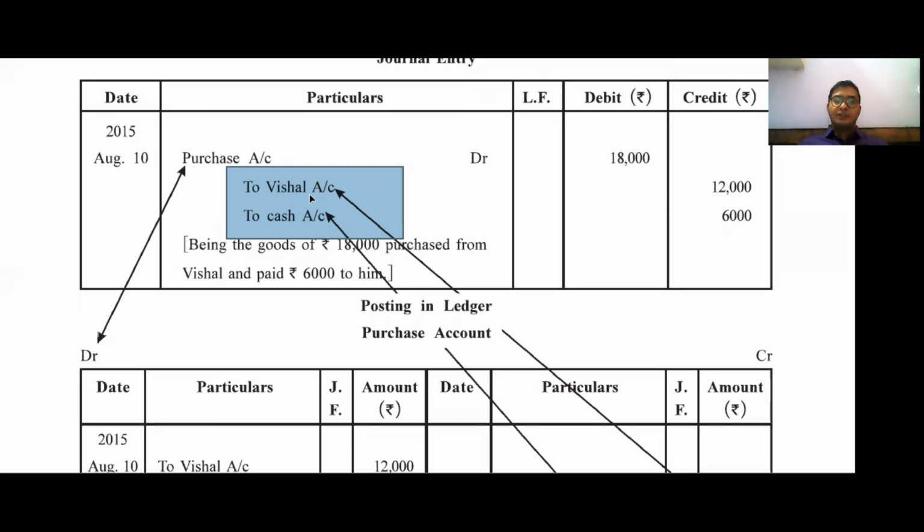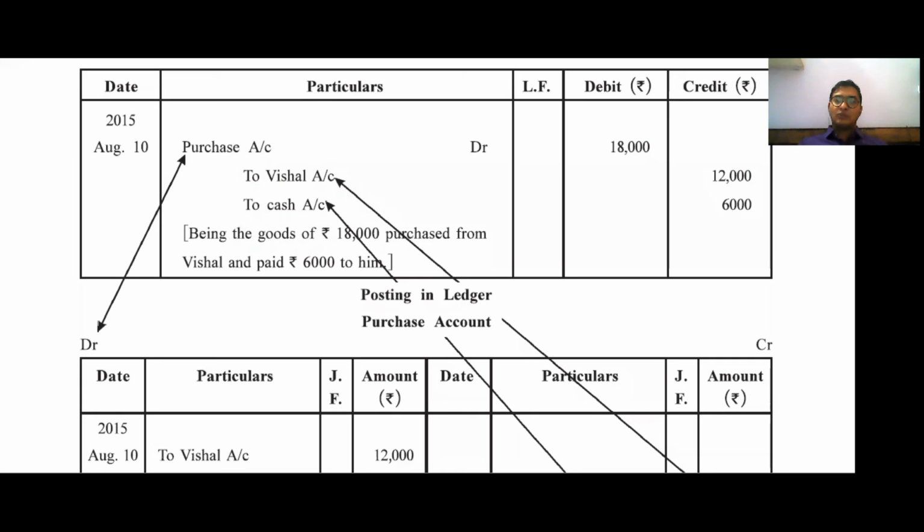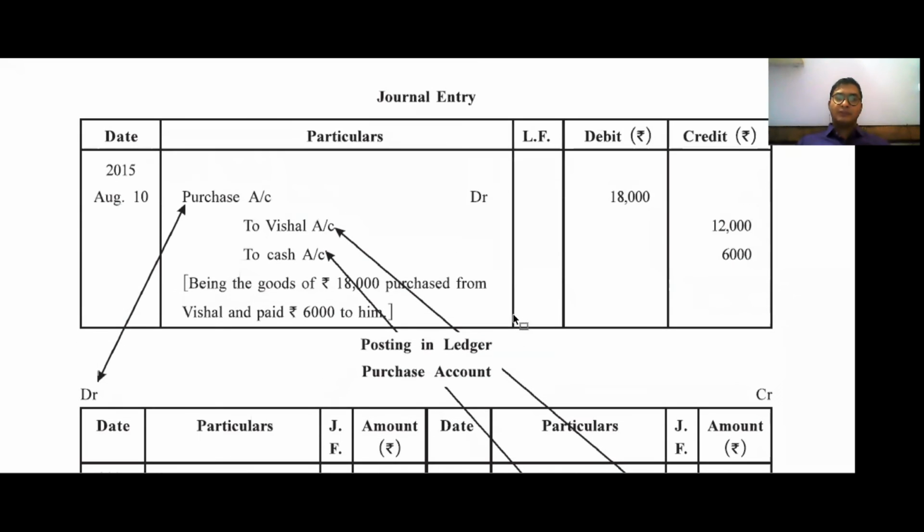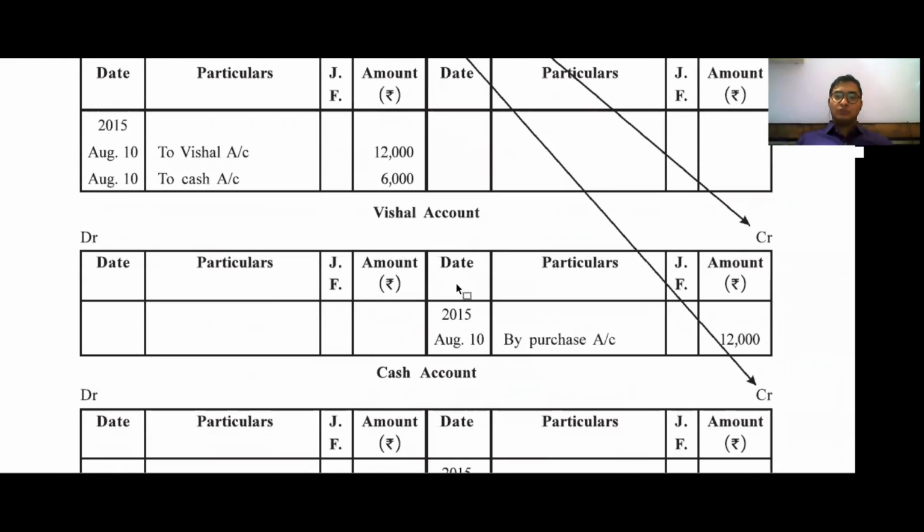Here Vishal account credited by 12,000. So first of all, I am going to record on credit side. Vishal account credited by 12,000. Date 10. Amount 12,000. Name of opposite party against Vishal, the name of opposite account, that is purchase. So we have to record by purchase account.